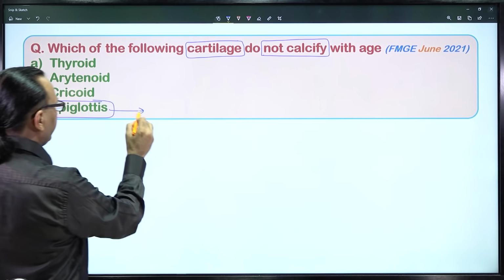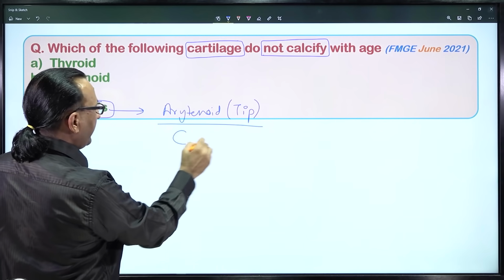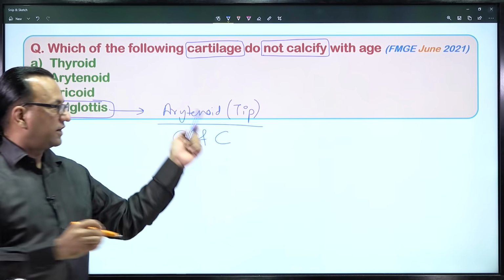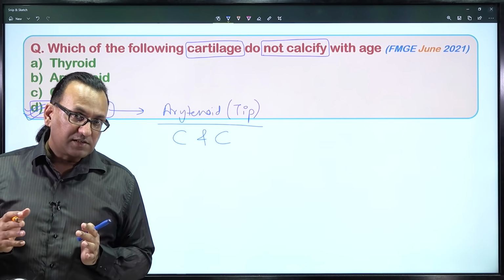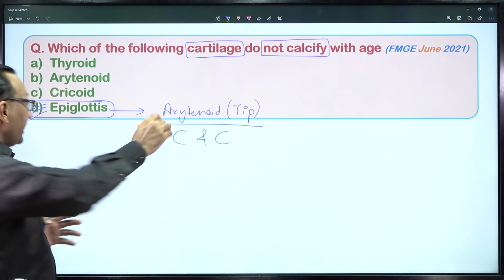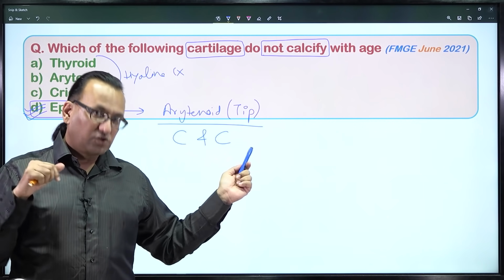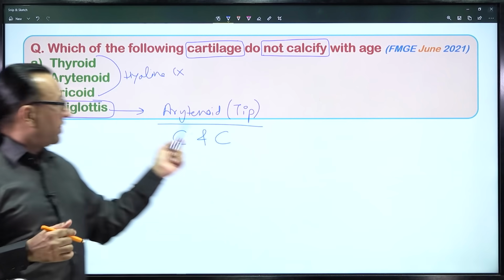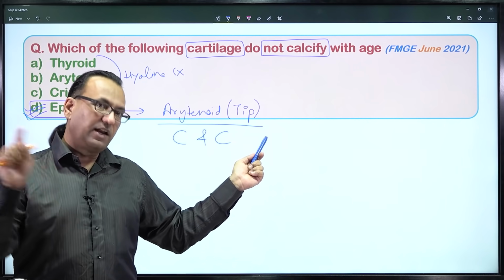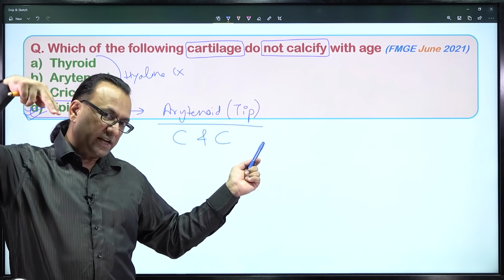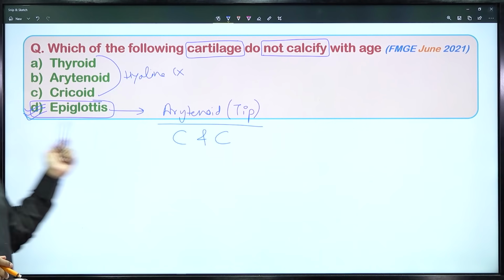We have learned epiglottis and tip of the arytenoid, and then the corniculate and cuneiform. They are elastic cartilage and do not undergo calcification. But sir, arytenoid is written here. Yes, most of the arytenoid is hyaline cartilage. Only the tip is elastic. So there can be a confusion here: will the arytenoid undergo calcification? Of course, except the tip. The tip is elastic, it does not calcify. Along with the corniculate and cuneiform sitting on top of it, they do not calcify. Keep your answer as choice number D here.